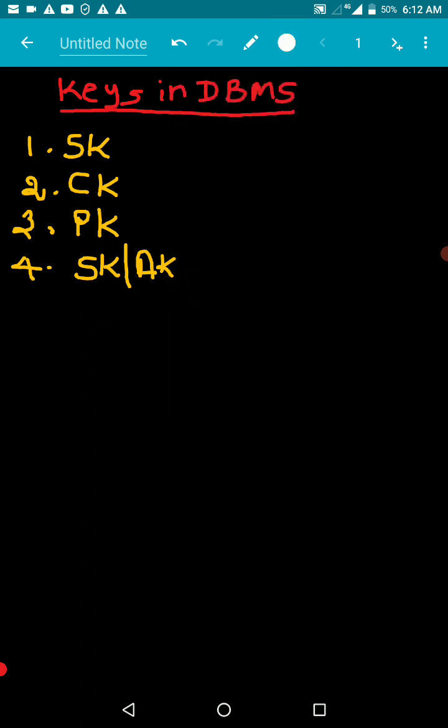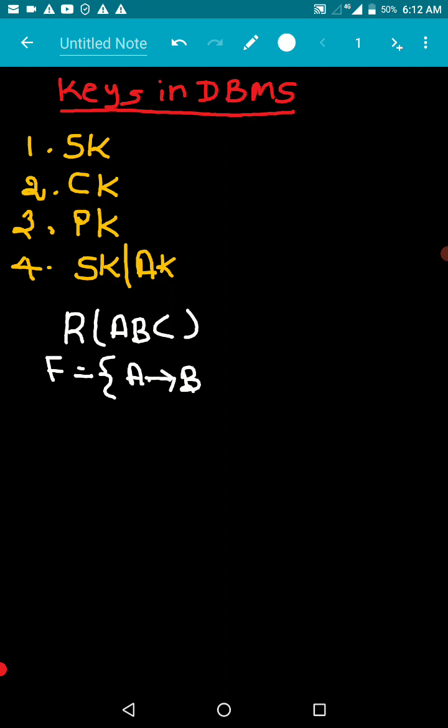Let's take one relation R(A, B, C), along with a functional dependency set which consists of A tends to B, B tends to C. So everybody knows that a relation is a table. A, B, C are the attributes which describe the properties of the table.